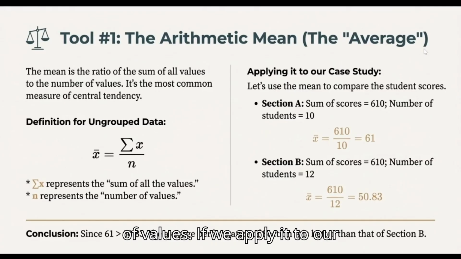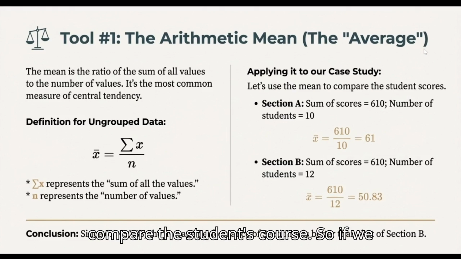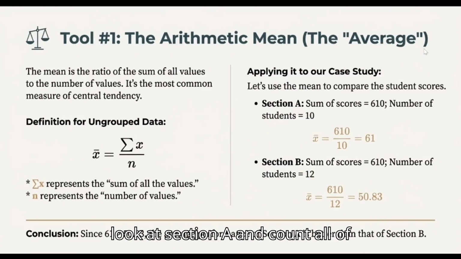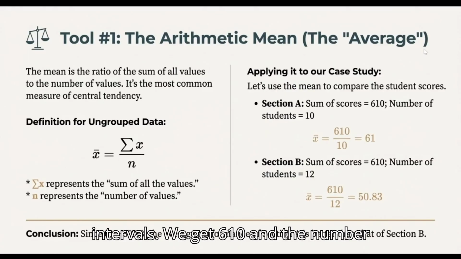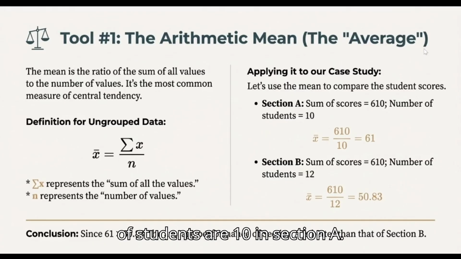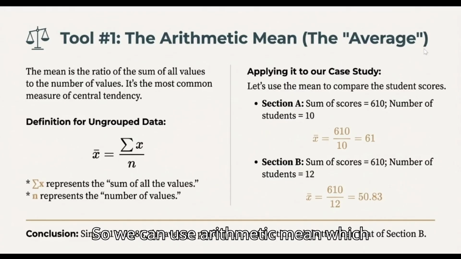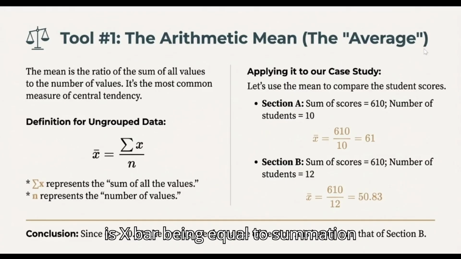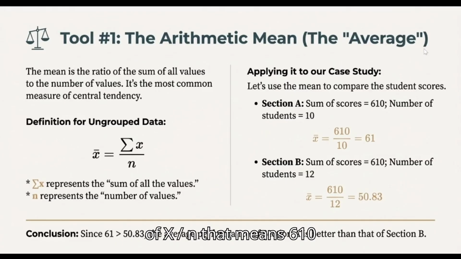If we apply it to our case study, let's use this mean to compare the student scores. If we look at section A and add all of the scores, we get 610. And the number of students is 10 in section A. So we can use the arithmetic mean, x bar equal to summation of x over n. That means 610 over 10, so that is 61.